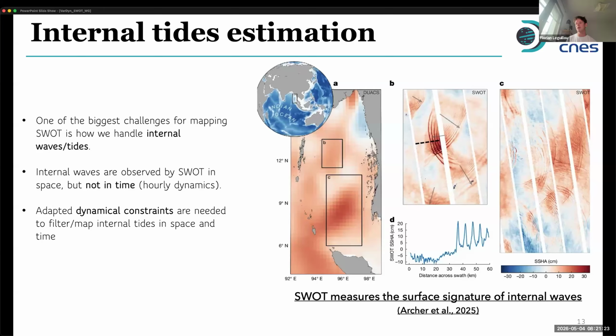So it's kind of the biggest challenge, and I think it's why we don't see a huge improvement in the mapping quality with SWOT: we have these internal tides that limit the accuracy of the mapping methods when you reach the scales of these processes, so basically 100 kilometers for the first mode of internal tides. So we are working on this, trying to adapt the method to take into account these processes. I'm going to speak about that now.